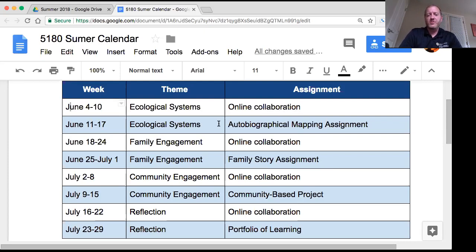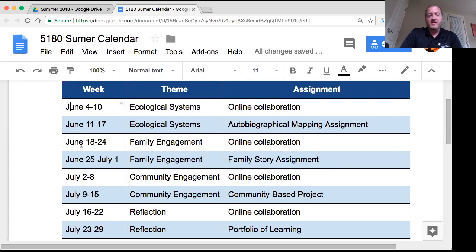The next week, there's no readings, no videos, no online collaboration. You'll just need to turn in one of the major assignments, the autobiographical mapping assignment. That is due June 17th. That closes that 2-week arc. The next 2-week arc focuses on family engagement. Again, we'll do some readings, look at some videos, and you'll do some collaboration with your peers.